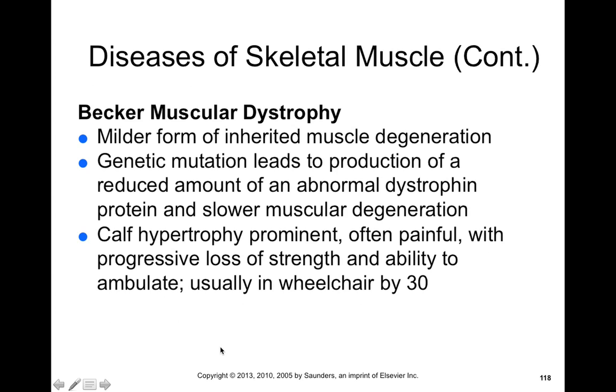Now, Becker muscular dystrophy is a more mild form, and it's also heritable. However, it leads to slower muscular degeneration. It's similar because you see abnormal dystrophin. You also get calf muscle hypertrophy and progressive loss of strength, usually in a wheelchair by 30 rather than 12 with Duchenne, and they might lead normal lives as long as their respiratory muscles aren't affected.